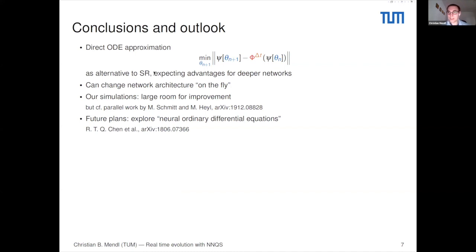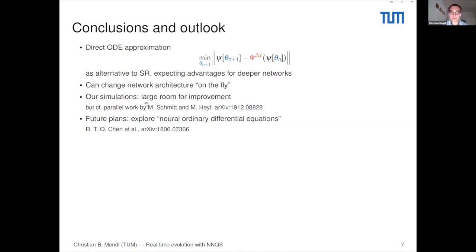I mean, of course, the results shown are more like toy model systems, so to say. So this is not really impressive, but we hope that this can be further extended and improved. And one feature or possibility would be to change the network architecture on the fly.